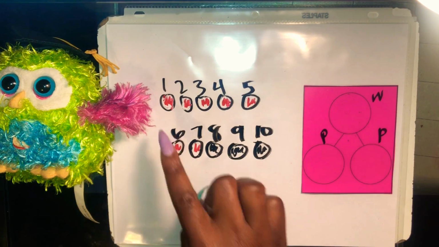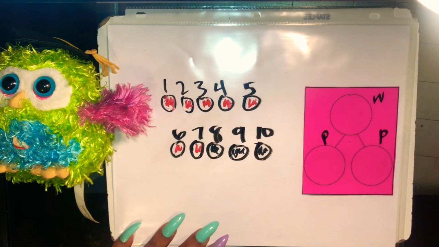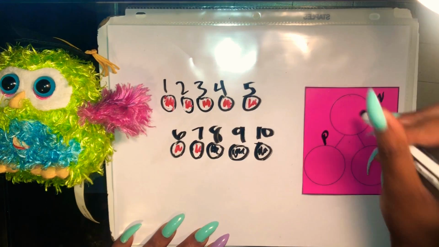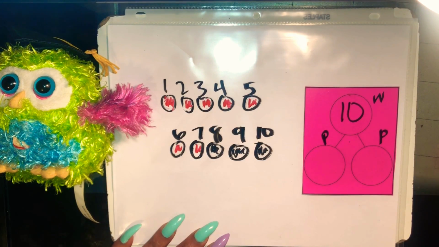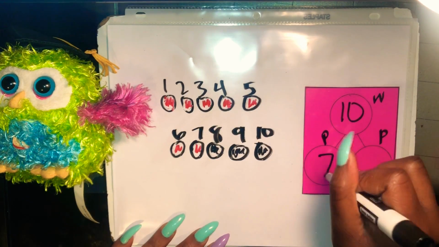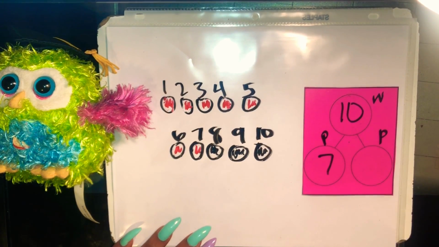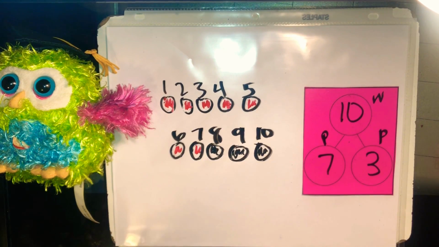And I know that because I have 7 red and 3 blacks, and all together I have 10. So now let's fill in our number bond. How many do I have all together in my whole? 10. How many did I color red? 1, 2, 3, 4, 5, 6, 7. I colored 7 red. How many did I color black? I colored 3 black. What does that tell you about 7 and 3? 7 and 3 makes 10.